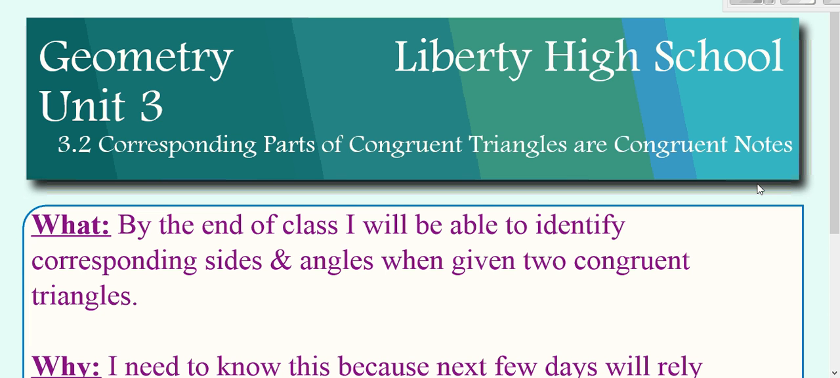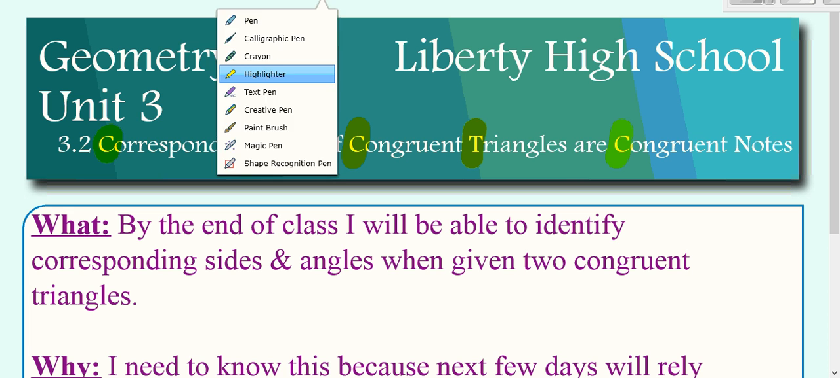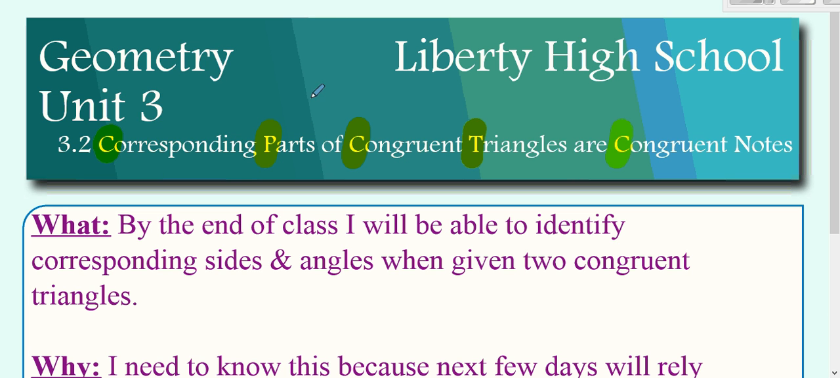So in this lesson, 3.2, we're talking about corresponding parts of congruent triangles are congruent. We're going to abbreviate that because this actually gets used a lot in this course, and it would be a long phrase to write every single time. So we're just going to abbreviate it to CPCTC. And that stands for corresponding parts of congruent triangles are congruent.